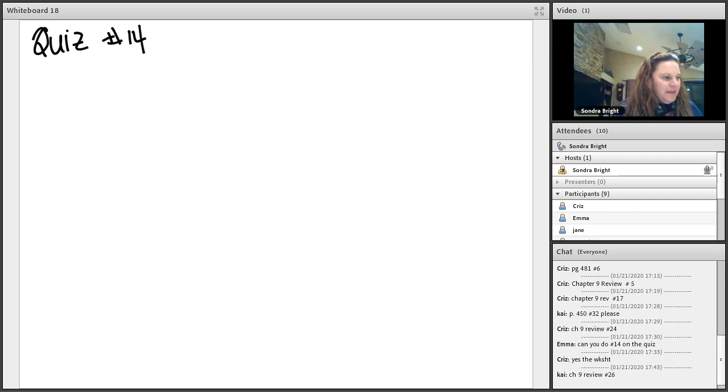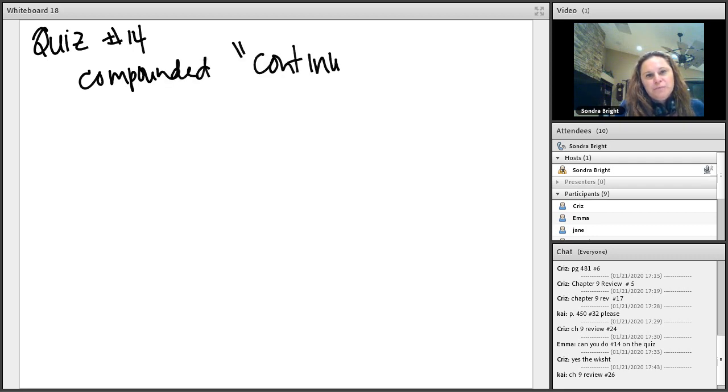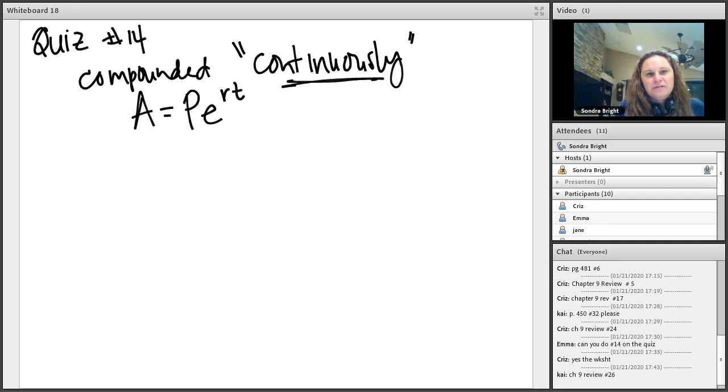All right, so when Pete was born, his grandfather put $5,000 into a savings account for him. The interest rate was 7.5% compounded continuously. When they say compounded continuously, that's when you use PERT. Continuously is what's telling you to use PERT. A equals P times e to the rt.